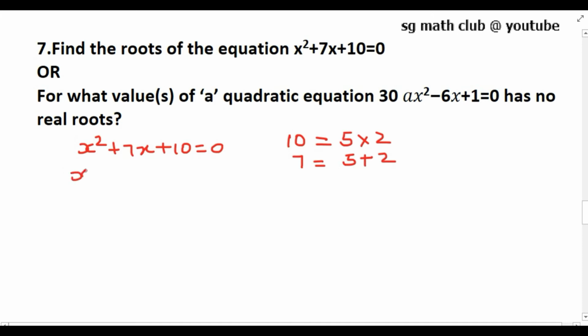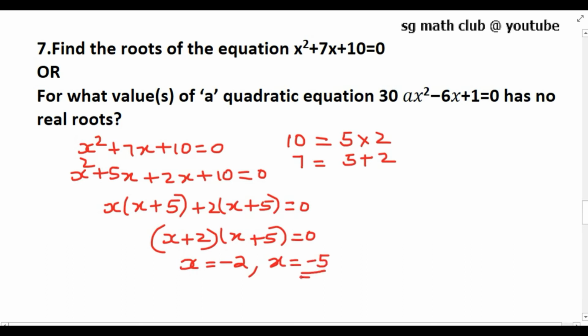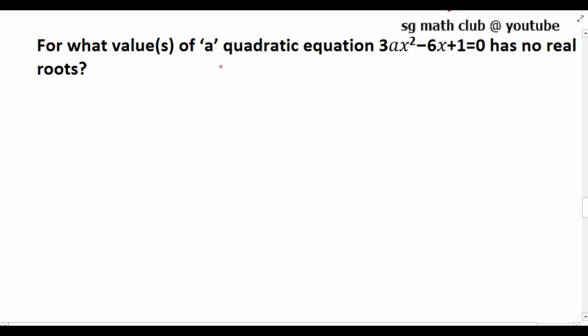We can group this. x square plus 5x plus 2x plus 10 equal to 0, or x, if you take outside, x plus 5 plus 2 into x plus 5 equal to 0. So the factors are x plus 2 and x plus 5. Equating each to 0, we have the roots of the quadratic equation as x equal to minus 2 and x equal to minus 5.